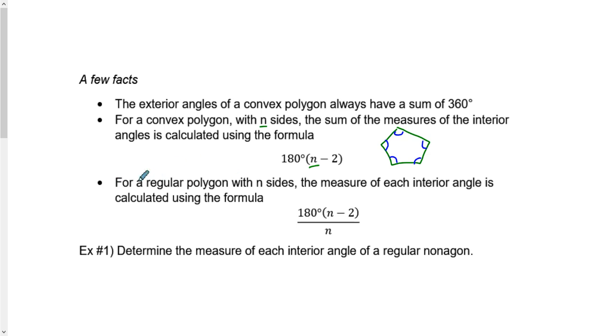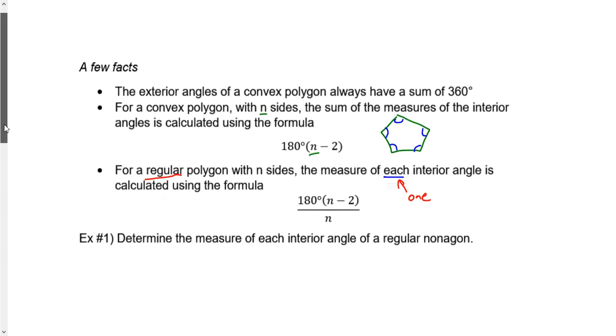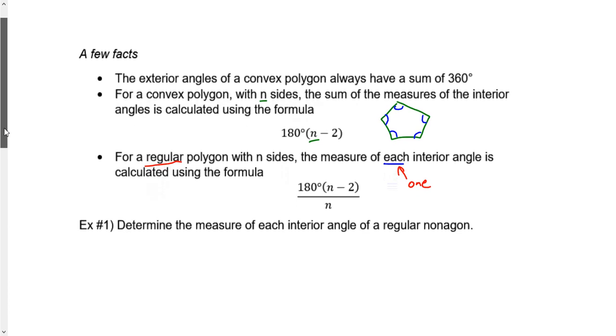Now, if we want to go to a regular polygon, all we have to do is find out each interior angle. So for one interior angle, again, it does have to be a regular polygon where all the sides are the same, which means that all the angles are going to be the same. We just have to divide by how many sides there are. I like giving this formula because I'm not going to make you memorize something like that. I would much rather see you apply it.